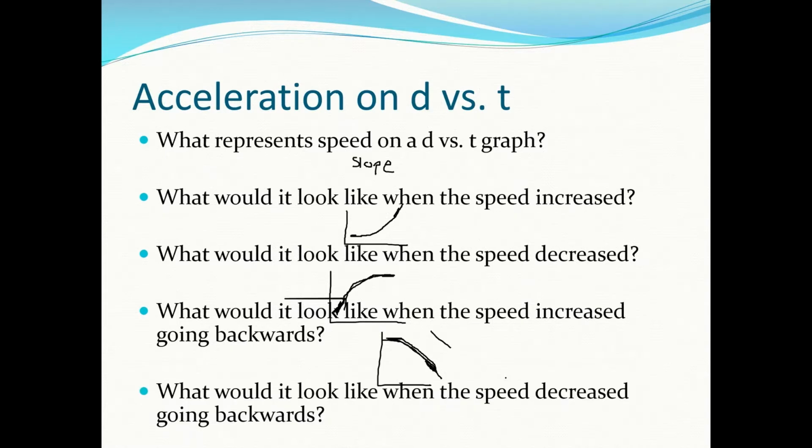So I'm going to go curved line, flat to steep, and it's going to be a curved line that looks like that. If I decrease my speed going backwards, again, backwards means my slope looks like that, but I want to go from a steep line to a flat line. So it's going to curve, and it's going to go like that. Excuse my terrible drawings.